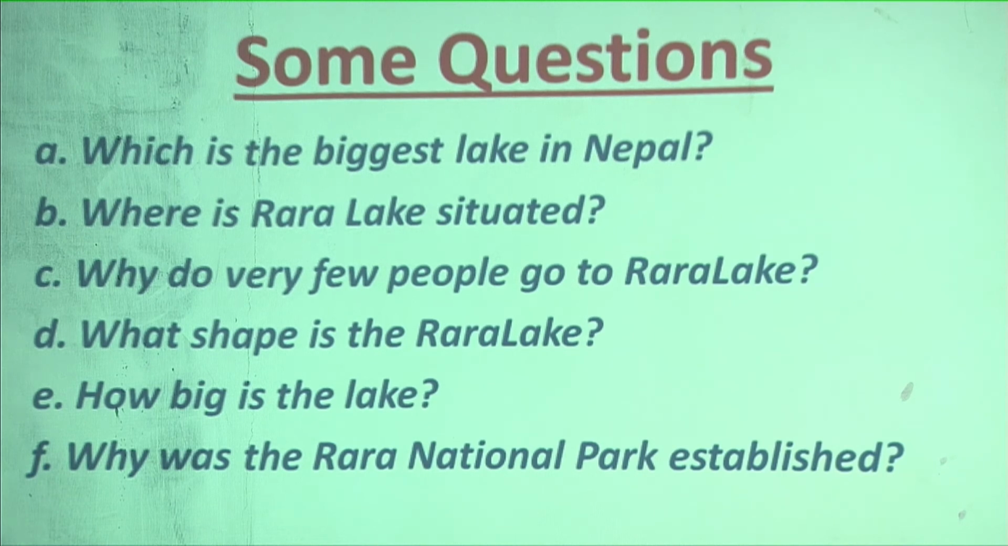Next, what shape is the Rara Lake? We had discussed the shape earlier. What type of shape? Oval shaped. Right, good. The shape of Rara Lake is oval. Its shape is like an egg. Next, how big is the lake?